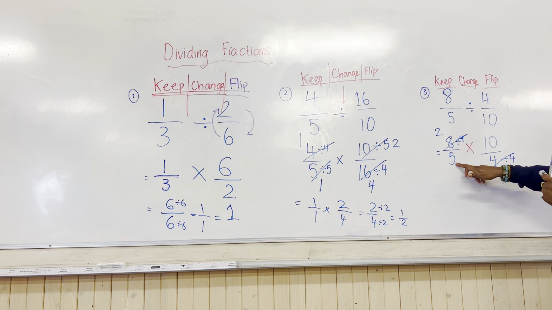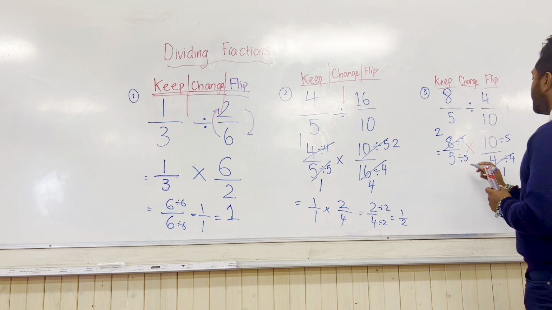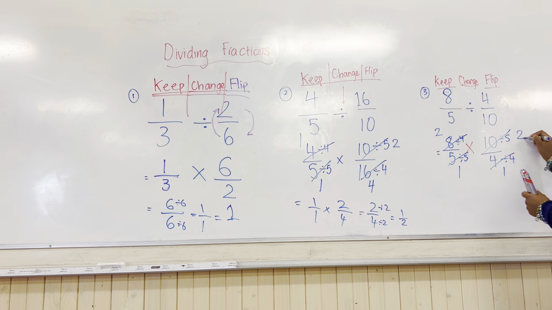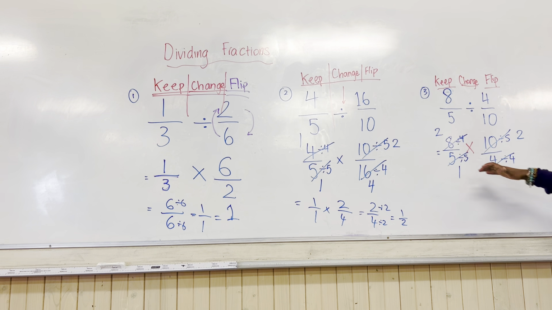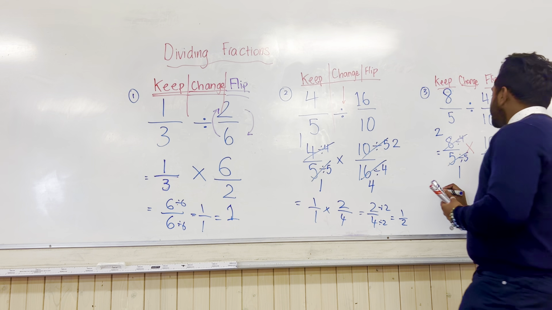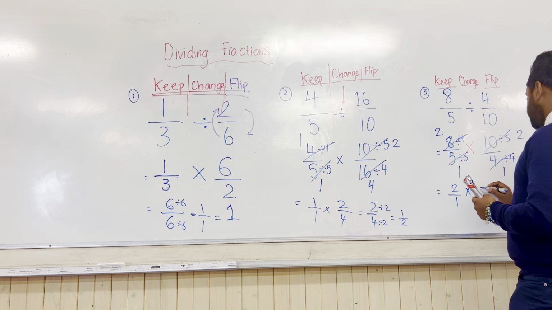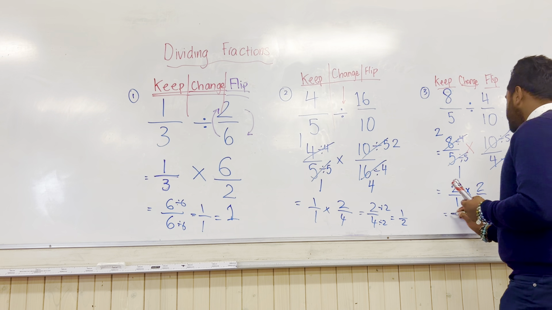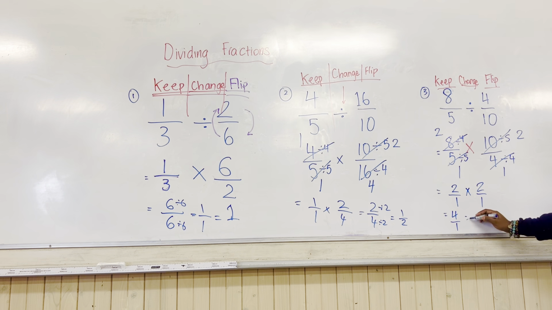Okay, the next part here, could you cross simplify here? Yeah, you can. So you've got 5 divided by 5, 10 divided by 5, which is 1, and that's equal to 2. So some people do that in their head, which is totally fine, but I'm just showing you what's actually going on. Now you have 2 over 1 times 2 over 1, which is equal to 4 over 1. Can you simplify this? Yes, that should equal 4.